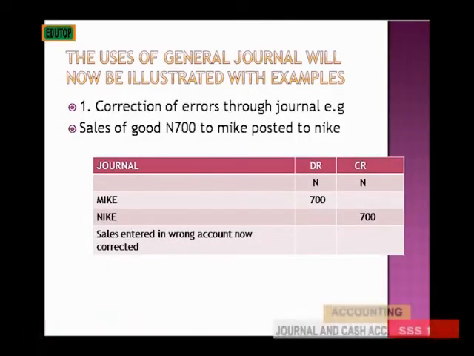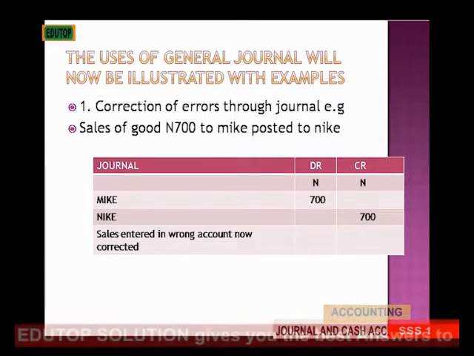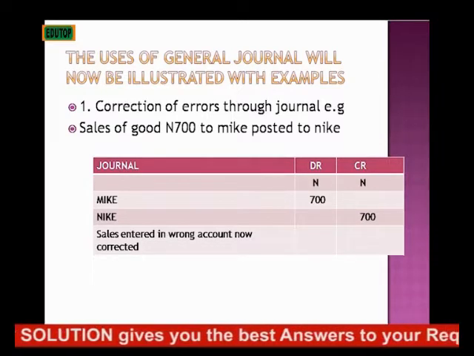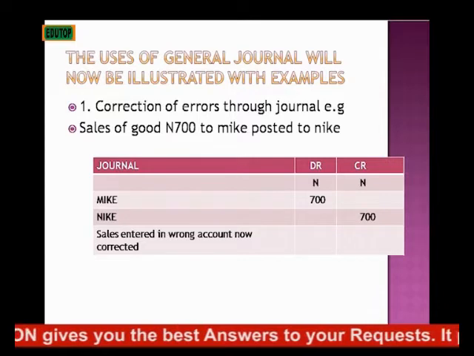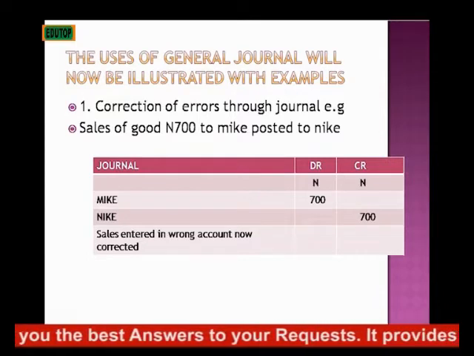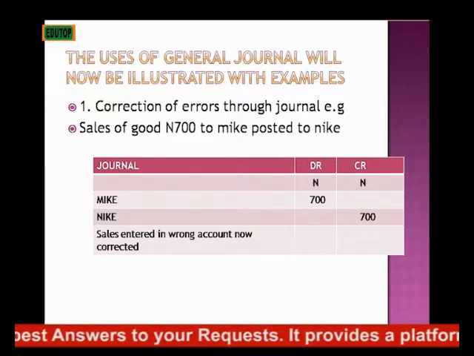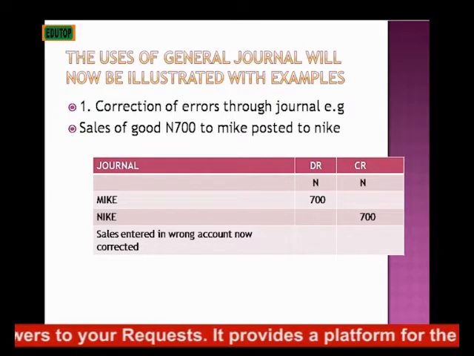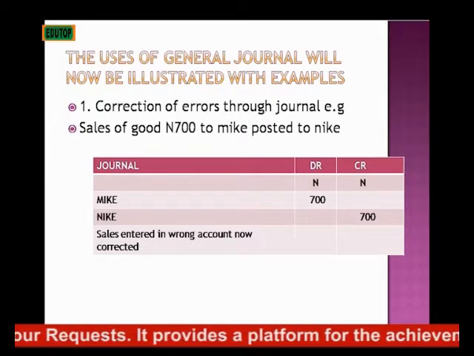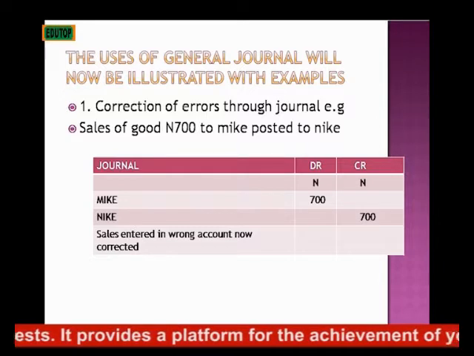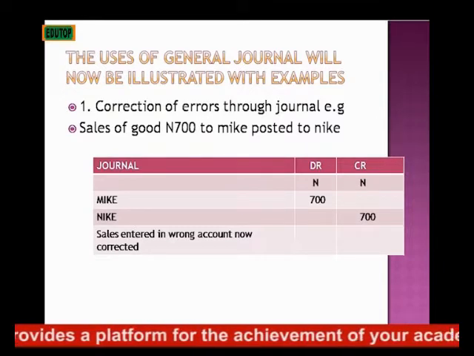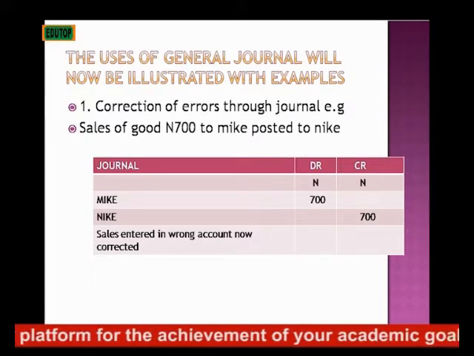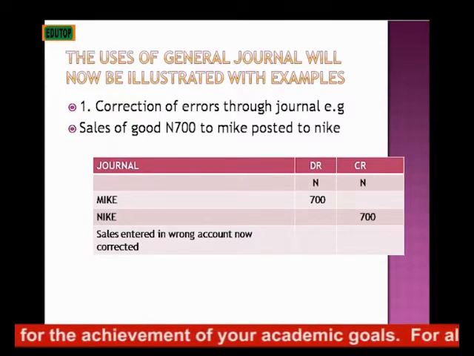So we want to make an example, an illustration to buttress how we can use a general journal. We talk about the use of the general journal. Illustration number one says correction of error through journal. So it's also part of the use of journal. We use journal to correct errors. So we want to cite an example that goes with that.